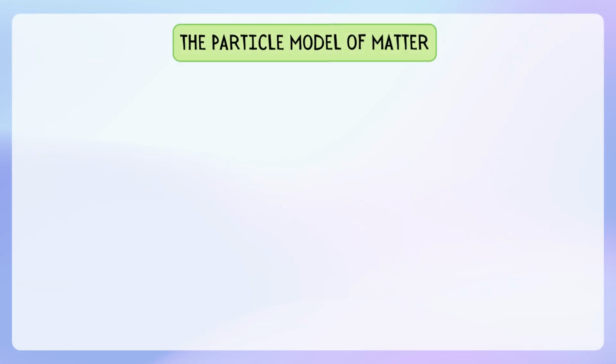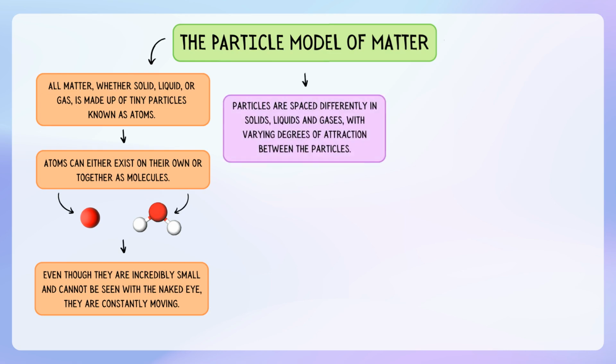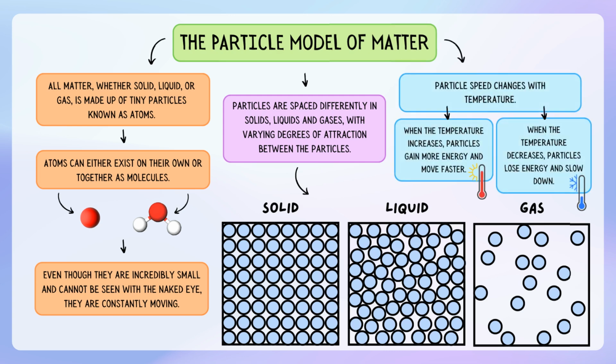Today, we explored the particle model of matter. We discovered that everything is made of tiny particles, either atoms or molecules, that are always moving. We learned particles are spaced differently in solids, liquids, and gases with varying degrees of attraction between them. Finally, we discovered that particle speed changes with temperature, affecting how matter behaves. Understanding these concepts helps us explain why materials have different properties and how they change state. Next, we'll develop this knowledge by exploring density.